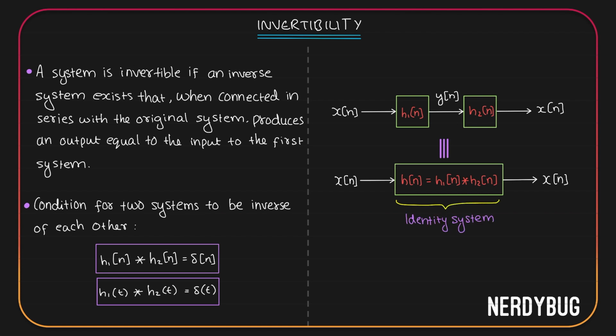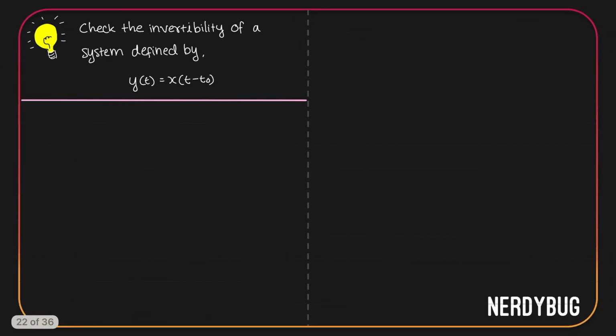And we already know the impulse response of an identity system is supposed to be delta of n. But here h of n is the convolution of h1 of n and h2 of n. So we can write that the convolution of h1 of n and h2 of n should be equal to delta of n. The same way we can show that this result is true for continuous time systems as well. Let us now solve a problem based on this.